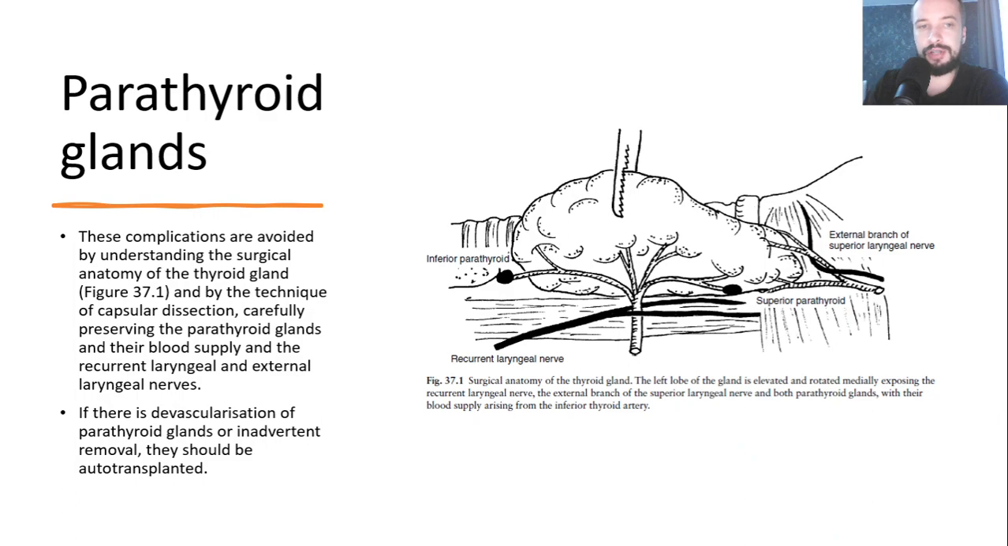These complications are avoided by understanding the surgical anatomy of the thyroid gland and by the technique of extracapsular dissection, carefully preserving the parathyroid glands and their blood supply, and the recurrent laryngeal and external laryngeal nerves. If there is devascularization of parathyroid glands or inadvertent removal, they should be auto-transplanted.